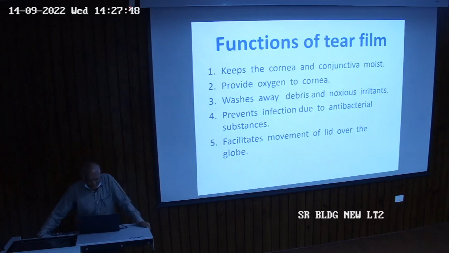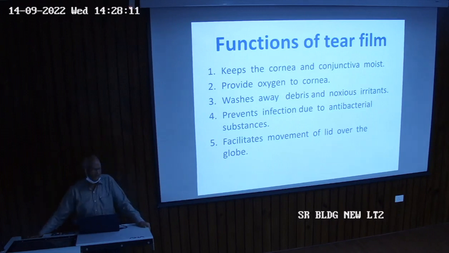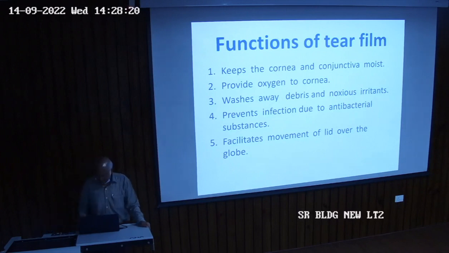It facilitates the movement of the lid over the globe. Because of the oil in these layers, the movement of the lid, closing and opening, is facilitated, and these layers lubricate the cornea and other parts. If the cornea is not lubricated and not wet, it's going to be dry. Conjunctiva dry, cornea dry, that is it. If any layer is deficient, that function is also important.